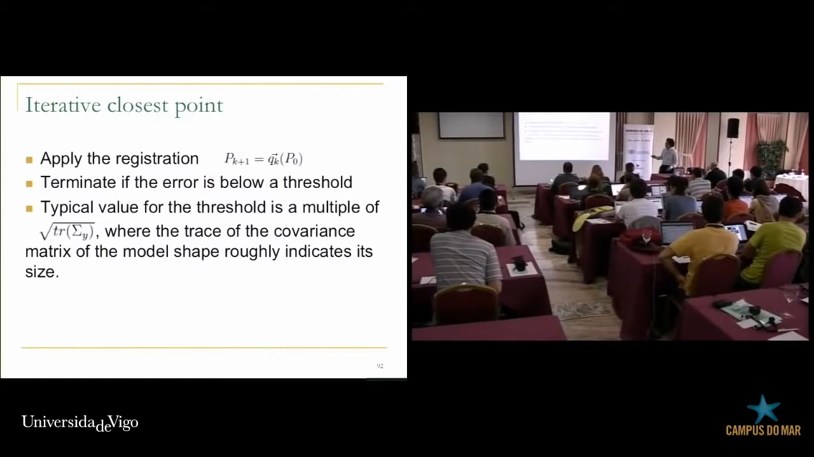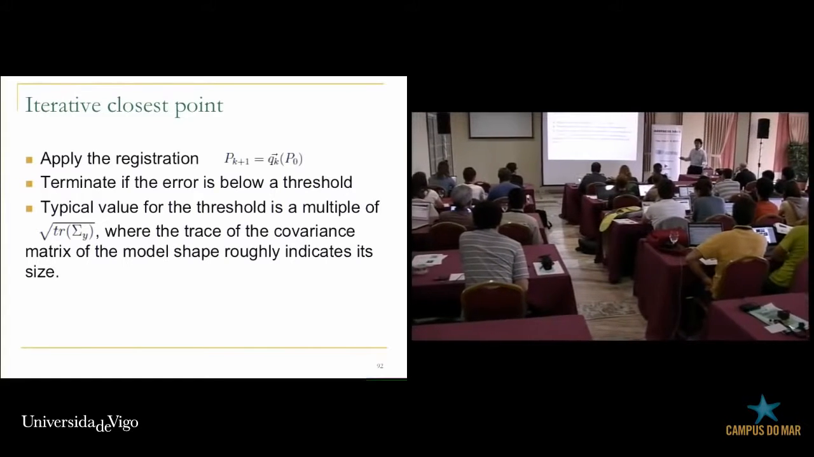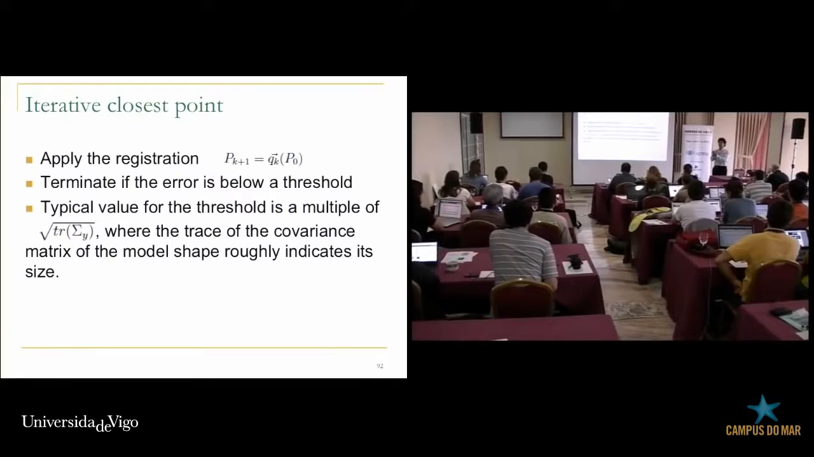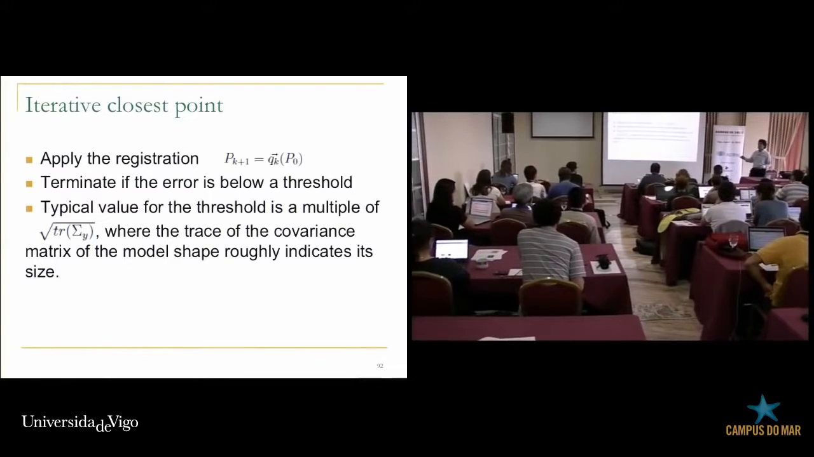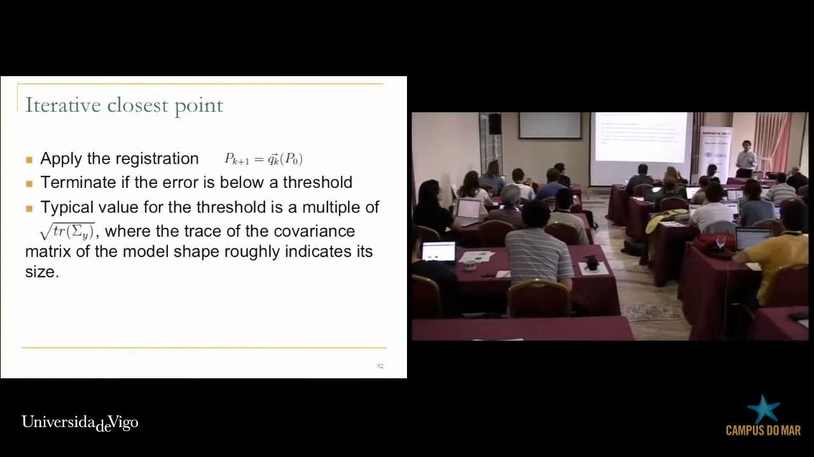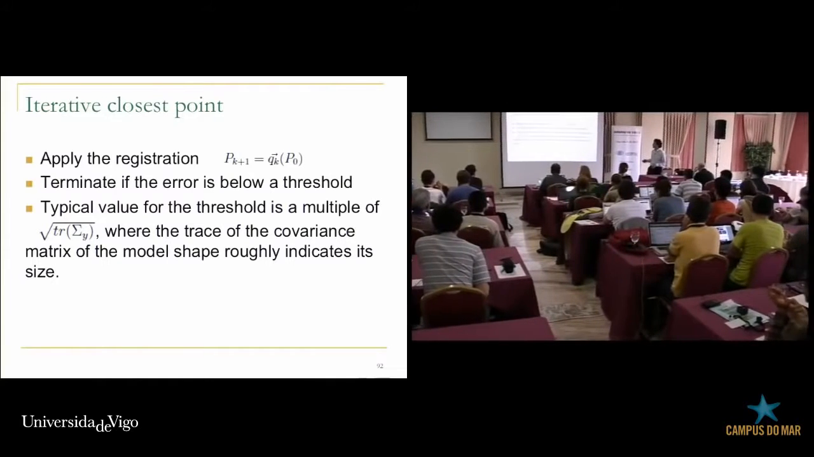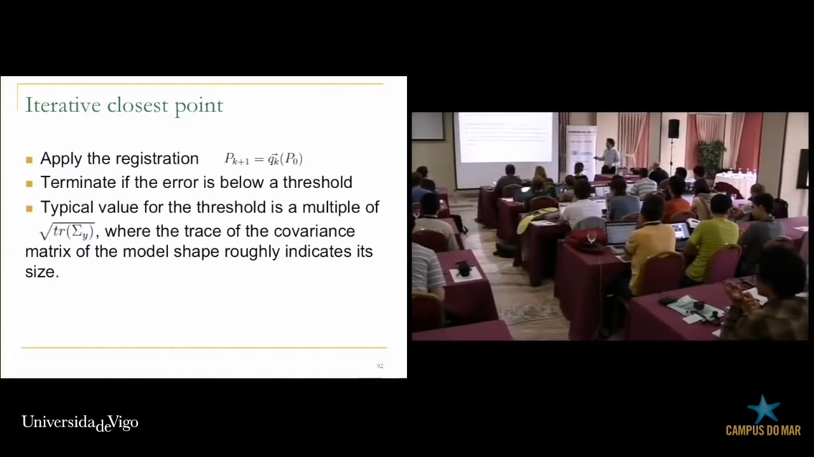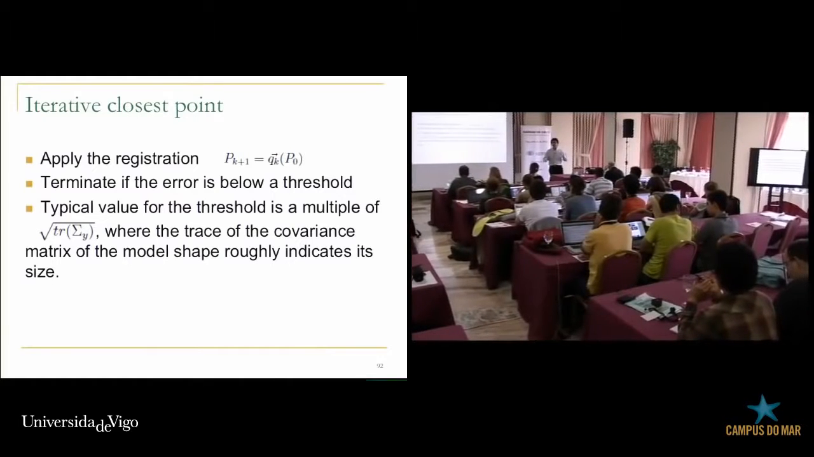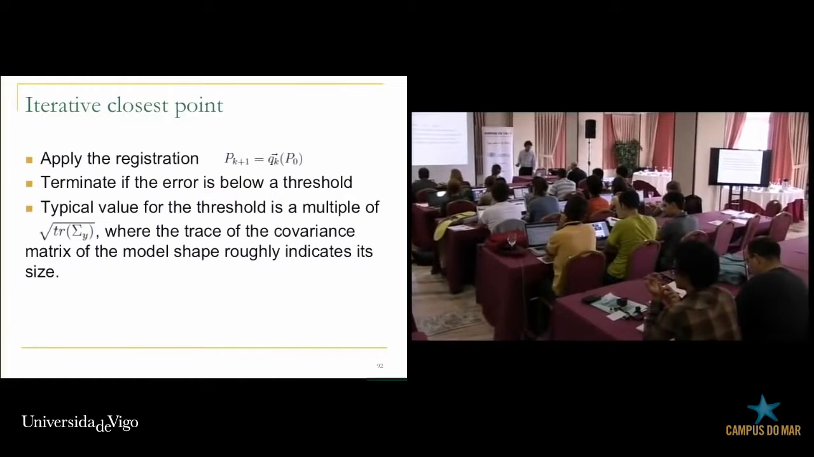So then, as I said, you apply the registration. That means you do your rotation and translation. You obtain a new point cloud, and you do this again. So you terminate if the error is below a threshold, and then there are some values that you can set for a threshold that are indicative of shape size.